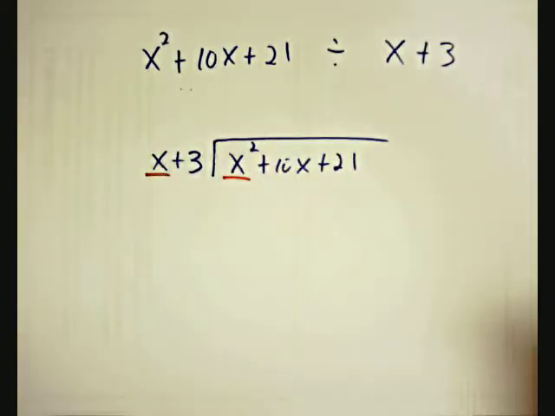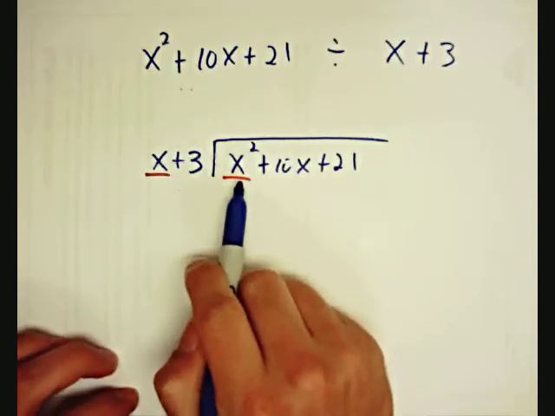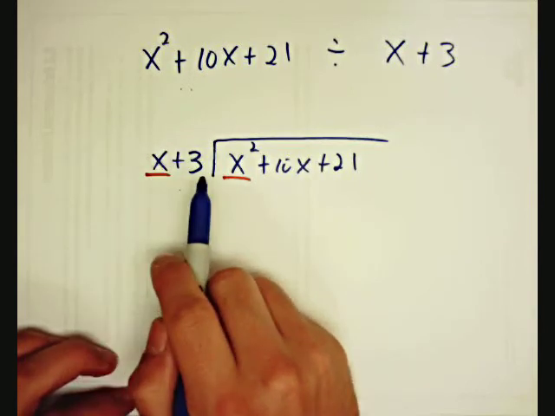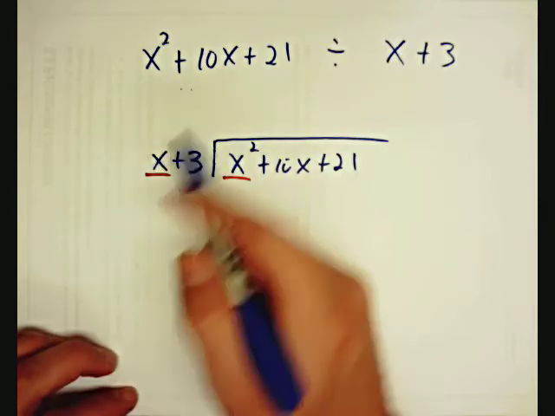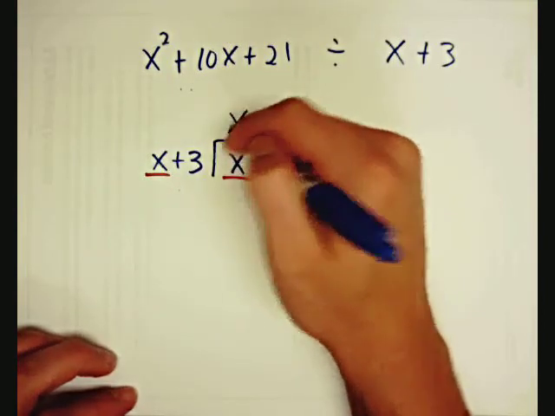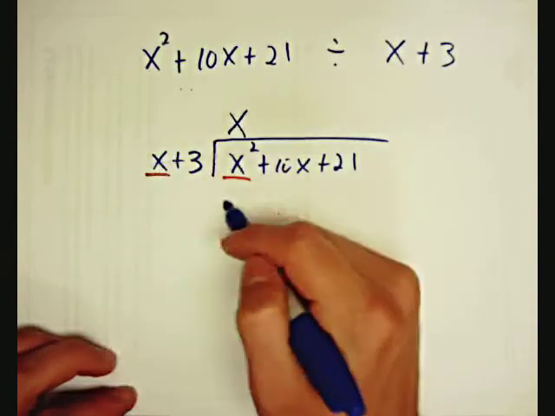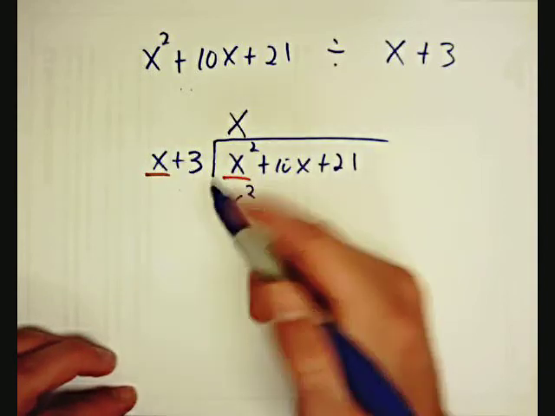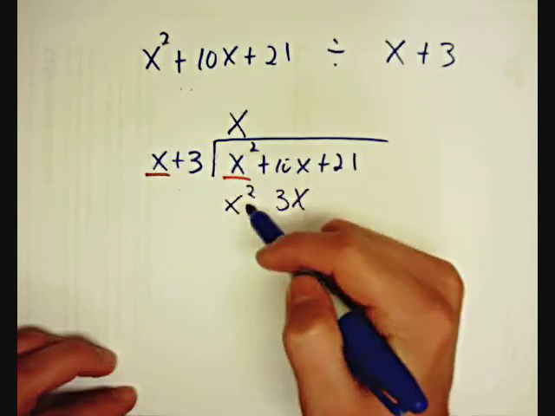So we want to know how many times will x divide into x squared? Or another way of thinking about that is, what do I multiply x by to make exactly x squared? Okay, well, I'd multiply by x. So we put x up top, and then multiply. X times x is x squared. X times positive 3 is 3x. Okay, and these first two terms should always be identical.